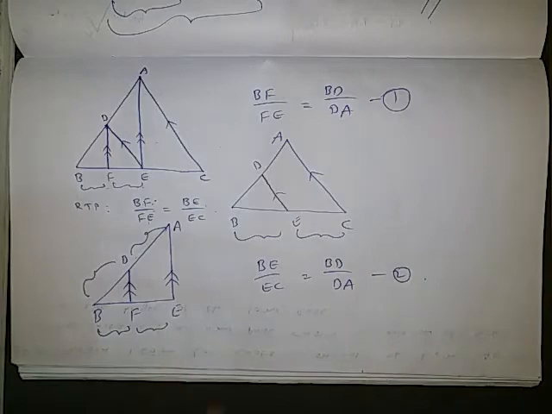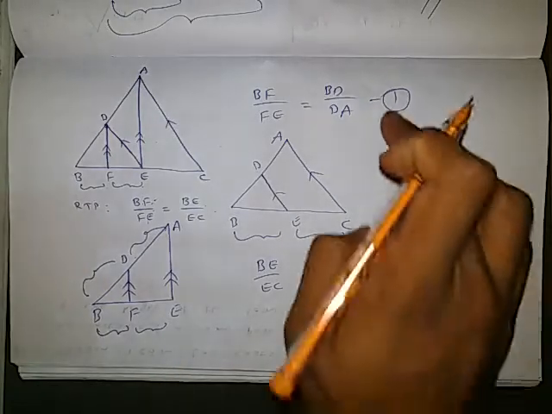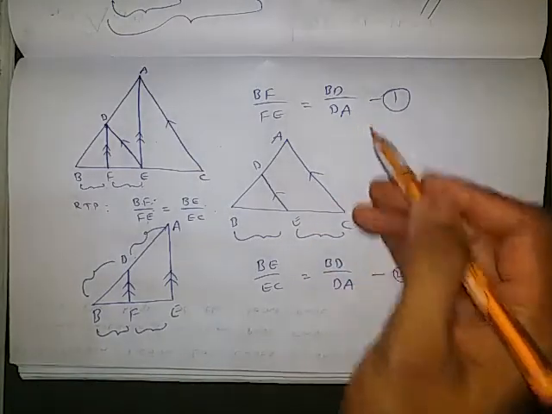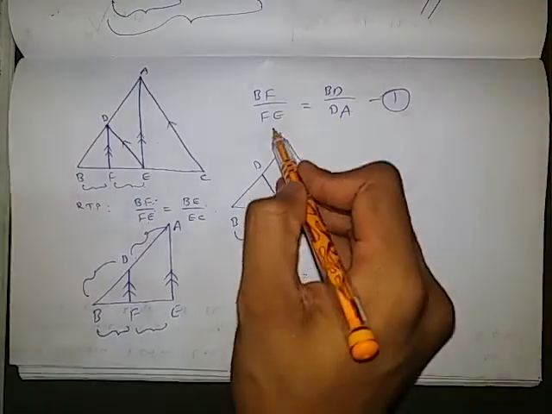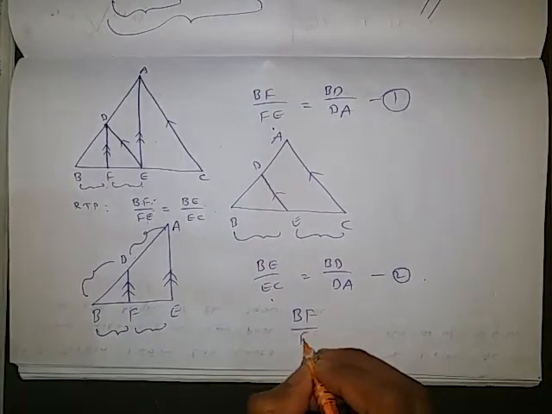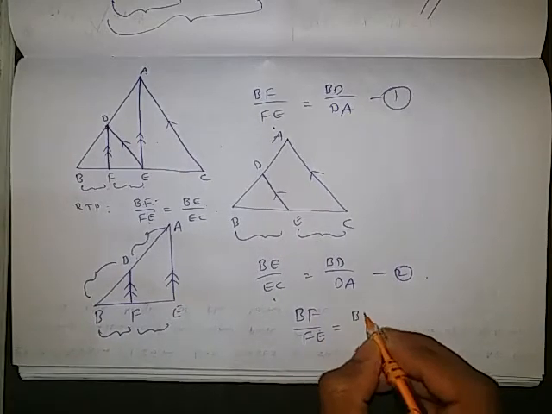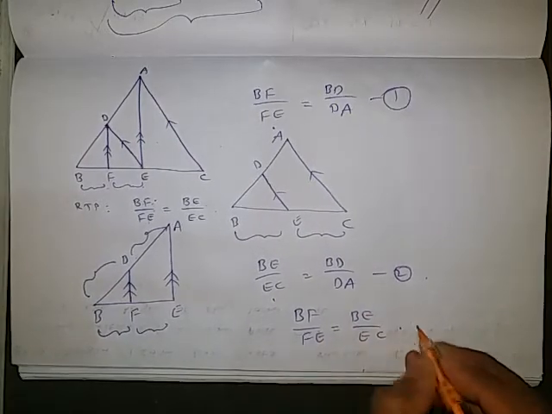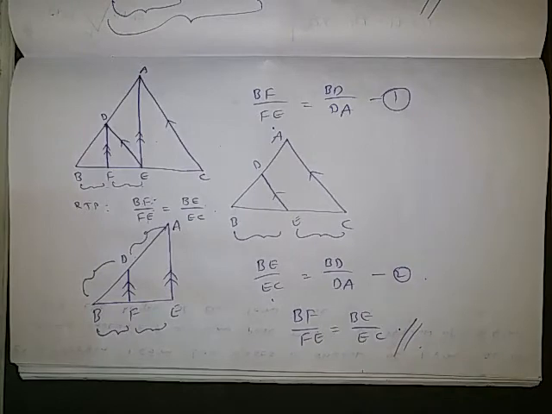This is equation 2. Now if we observe these two equations clearly, BD by DA, BD by DA, so it means these two are equal to each other. That is BF by FE is equal to BE by EC. Hence proved. Okay, let's move to the next question.